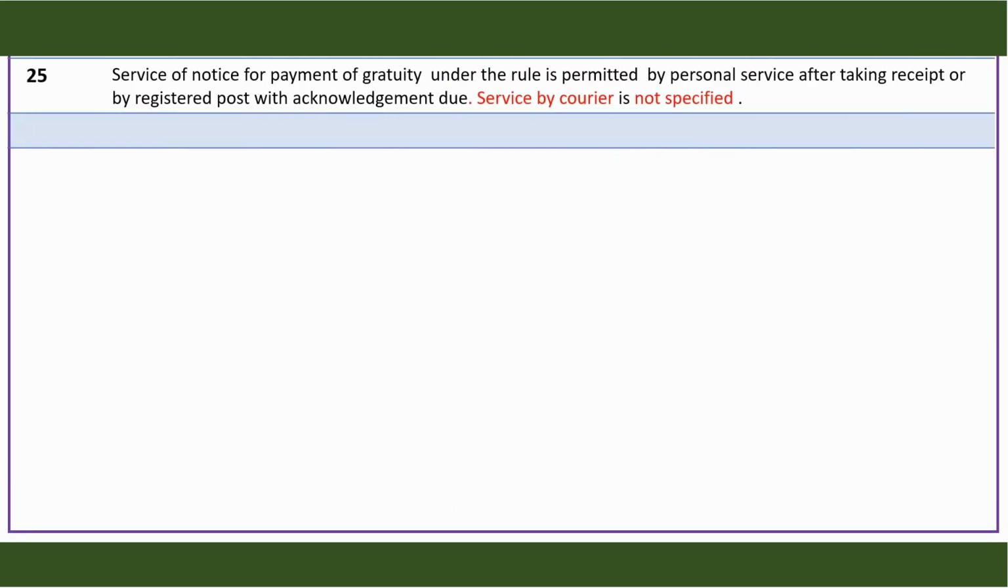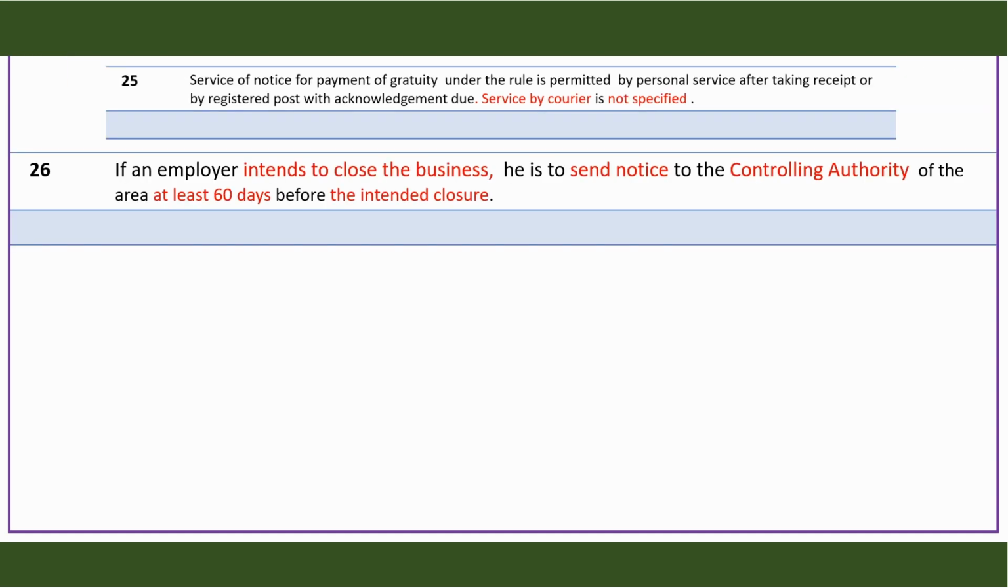As regards service of notice, a notice may be served by the employer on the employee or by the employee on the employer in respect of payment of gratuity. Any such service of notice or communication can be by personal service after taking receipt, or by registered post acknowledgement due. The Payment of Gratuity Act does not mention anything about service by courier. An employer who is already under the Payment of Gratuity Act coverage, employing the specified number of people, if he intends to close the business, has to give a notice 60 days in advance of the intended closure, and the notice has to be sent to the controlling authority.